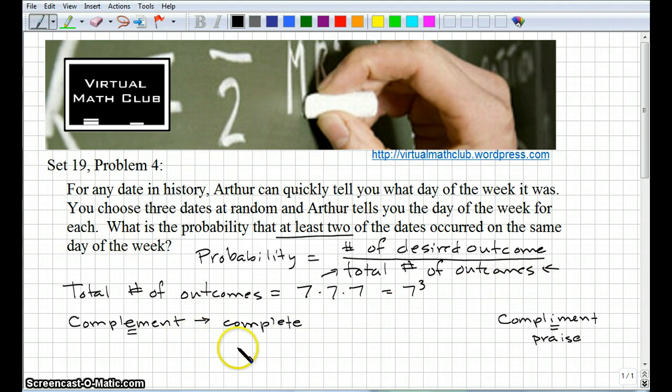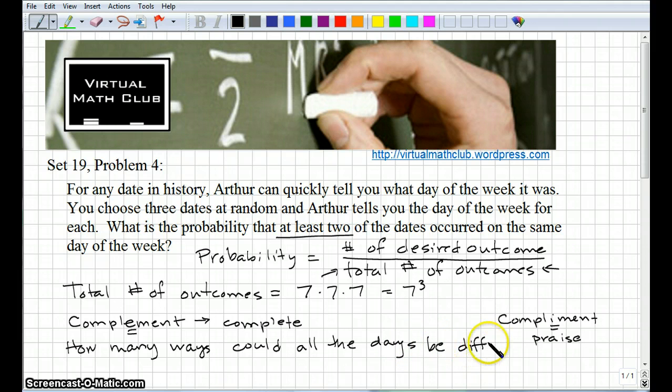So what I want to do is count the complement, because I know that if I count the complement and subtract that from the total number of outcomes, then I will get what I was looking for. So what I want to count is how many ways could all the days be different. How many ways could all the days be different?